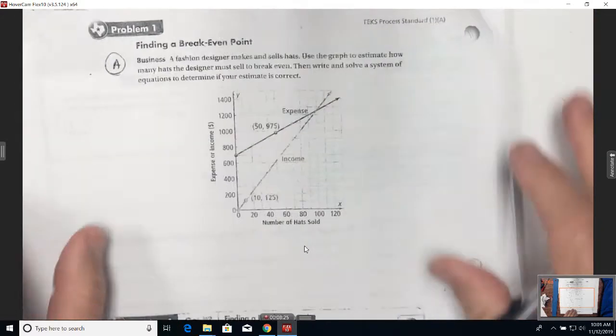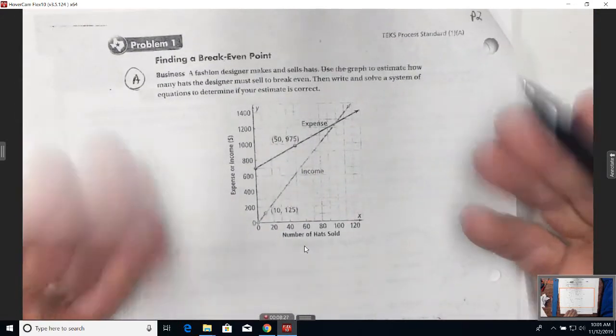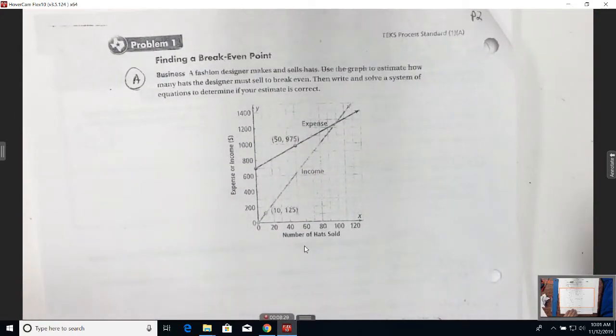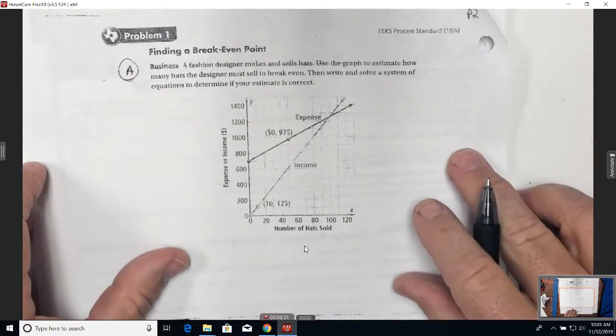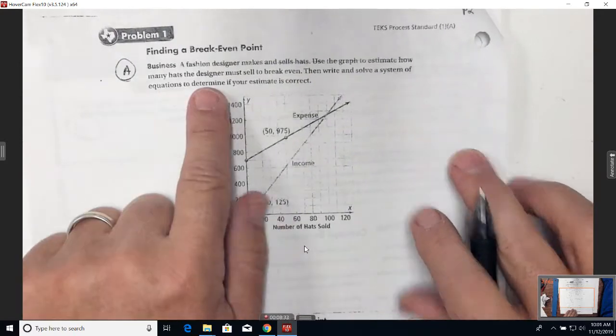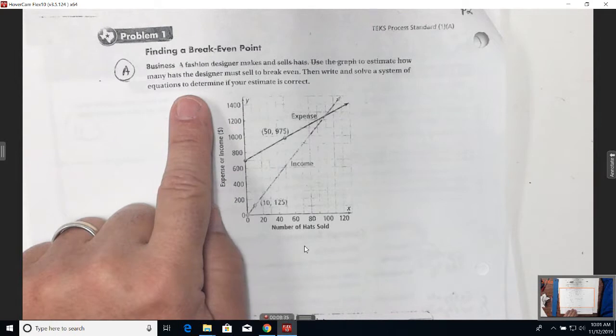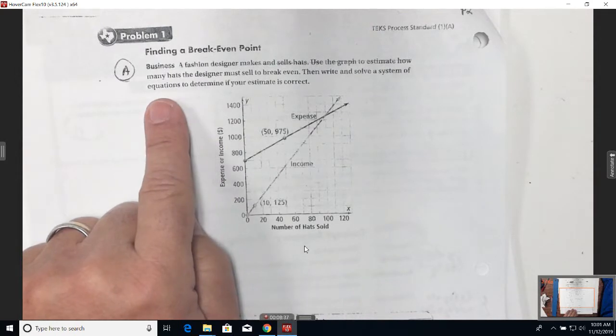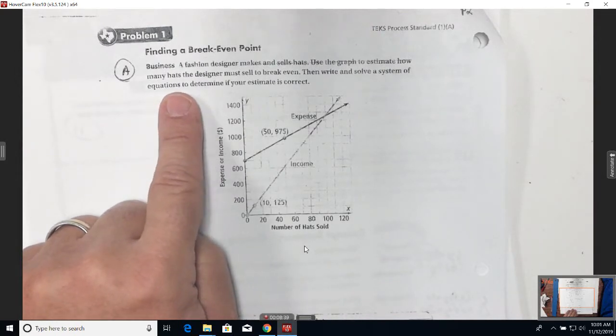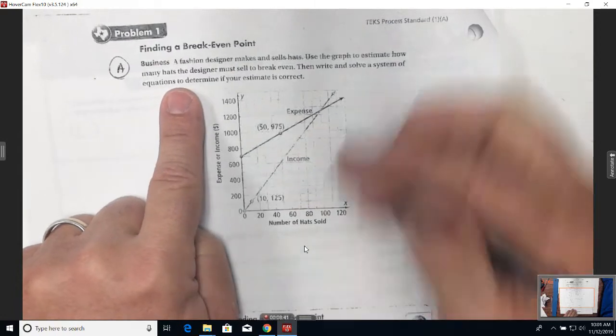So let's use a break-even point to solve this next problem. And you can solve it by graphing or by substitution, either one. I think those are the two easiest. So here's the first problem. A fashion designer makes and sells hats. Use the graph to estimate how many hats the designer must sell to break even.